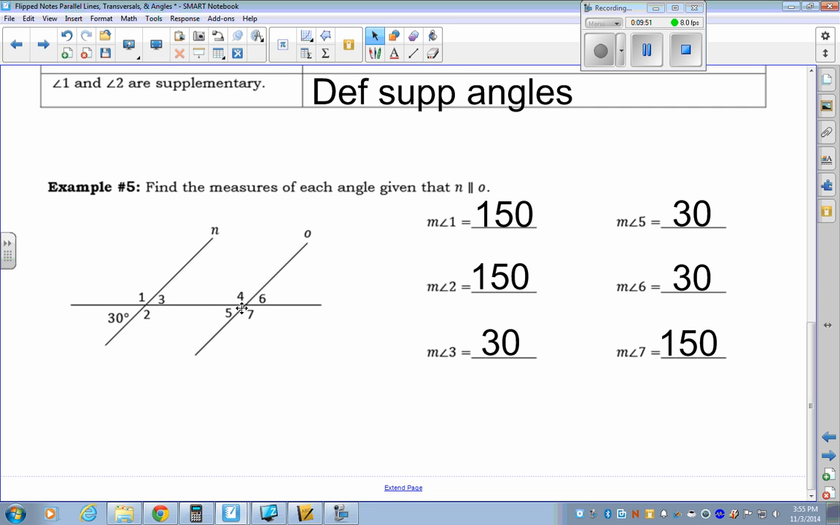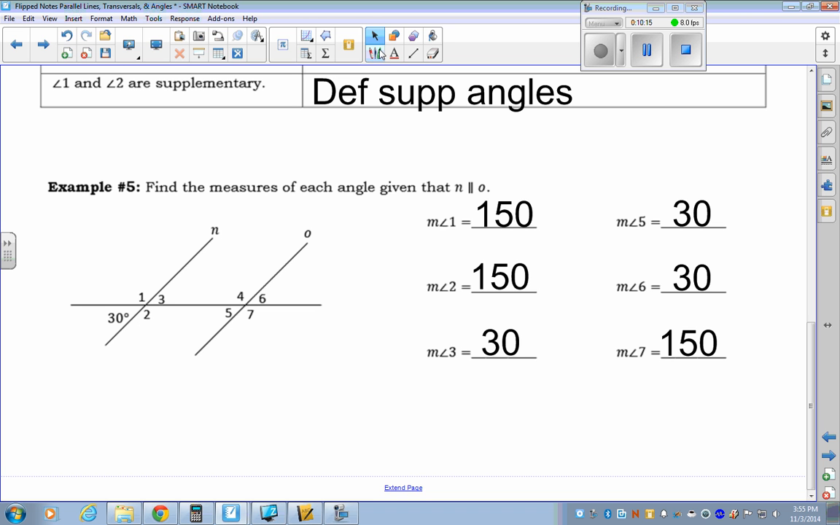Angle 5 must be equal to 30 because the 30-degree angle and angle 5 are corresponding, so they're congruent. Angle 6 is vertical to angle 5, so it's also 30 degrees. And angle 7 is equal to 150 because it is a linear pair with angle 5, a linear pair with angle 6, and it's corresponding to angle 2, so it would have to be congruent to angle 2.